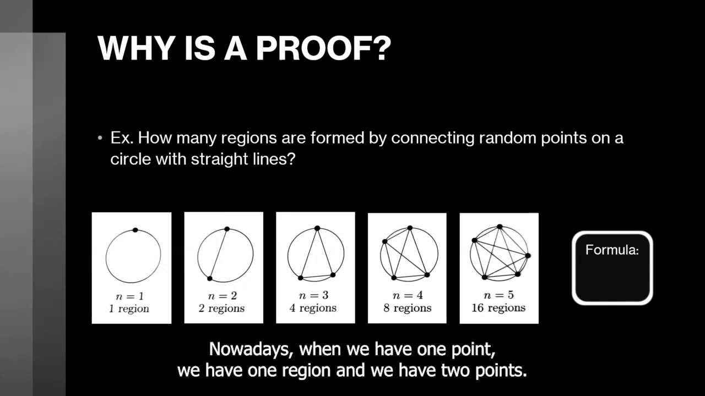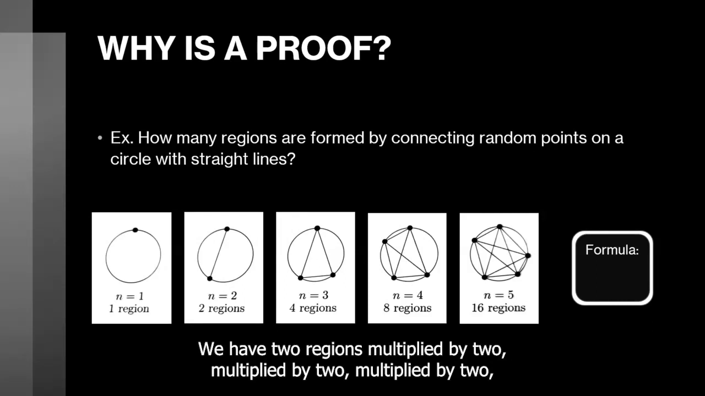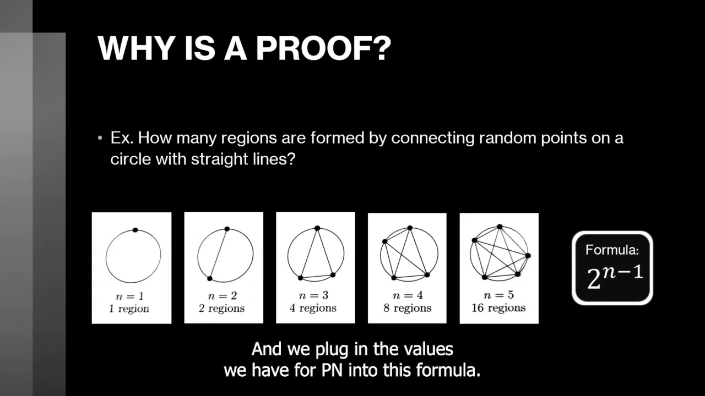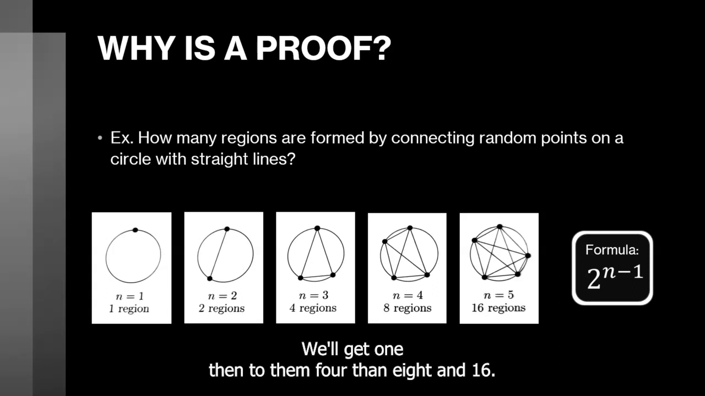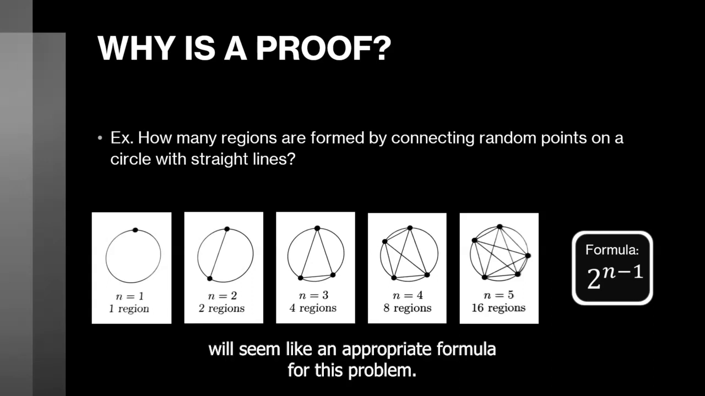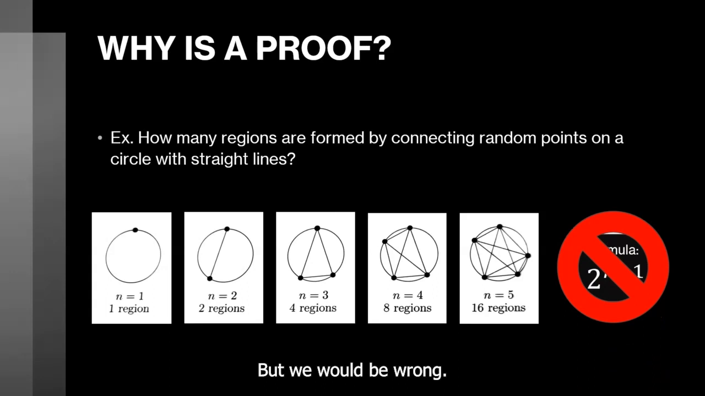Notice when we have 1 point, we have 1 region. When we have 2 points, we have 2 regions. When we multiply by 2, multiply by 2, multiply by 2, which means we're probably looking at a power of 2, right? If we plug in the values we have for n into this formula, we'll get 1, then 2, then 4, then 8, then 16, right? So this would seem like an appropriate formula for this problem, but we would be wrong.